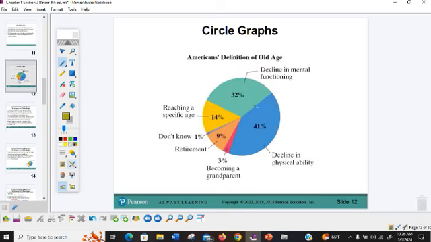Some 32% say that it begins when there's a decline in mental functioning. 41% say there's a decline in physical ability when old age begins. 3% say when you become a grandparent. 14% say when you reach a specific age. 1% don't know, and 9% say when you start retirement.